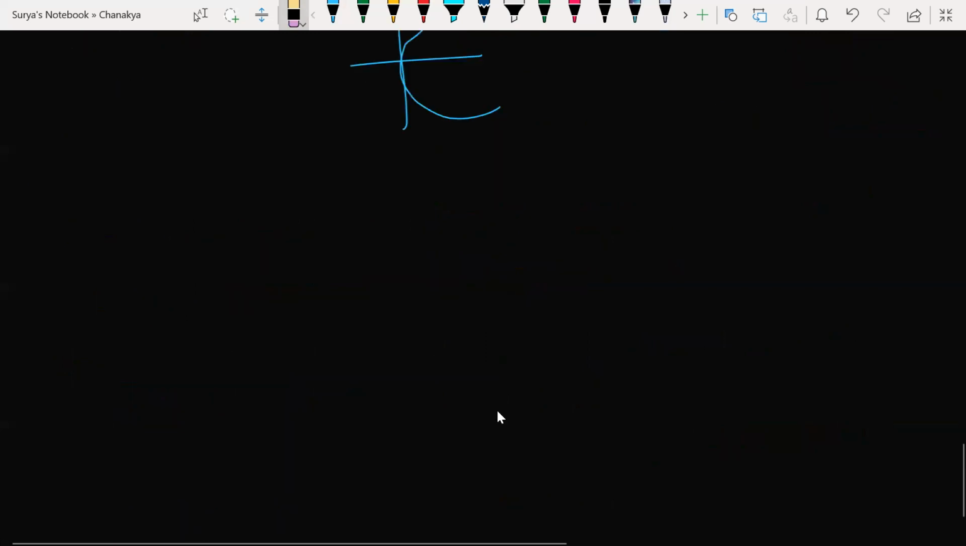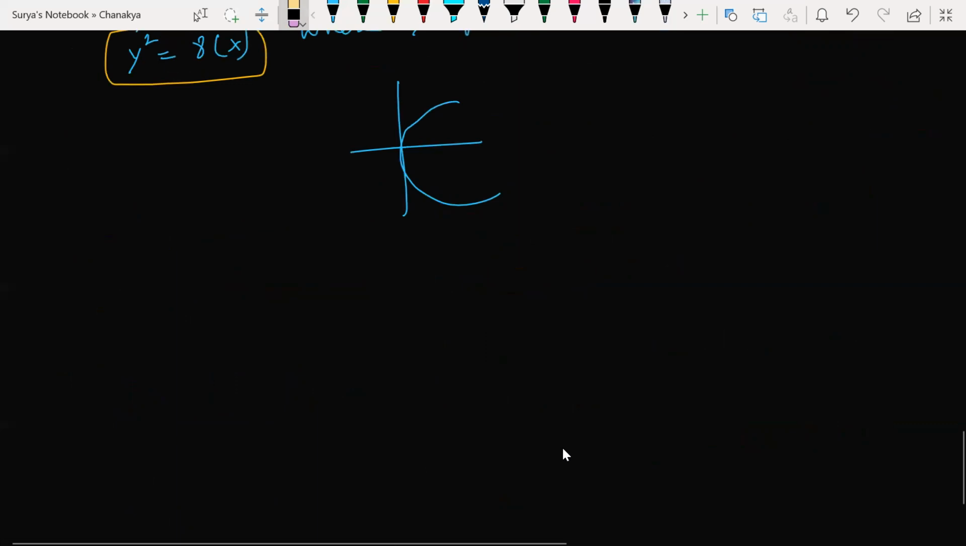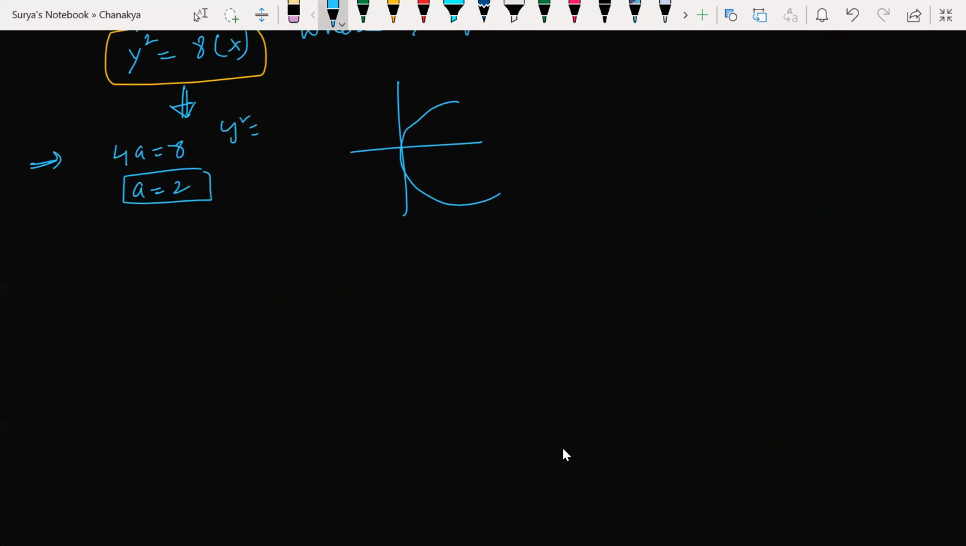So y square is equal to, one second, y square is equal to 8x, right? So y square is equal to 8x. If I compare with y square equals 4ax, 4a is equal to 8. So the a value is what? 2. Am I right?